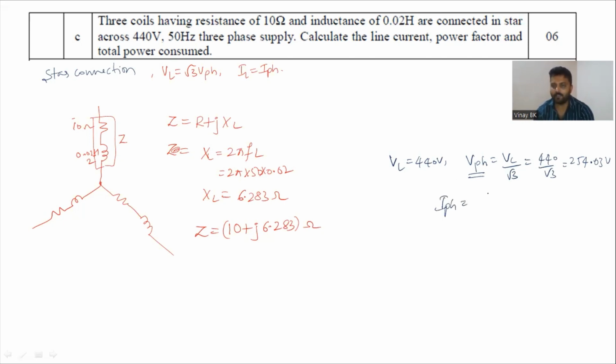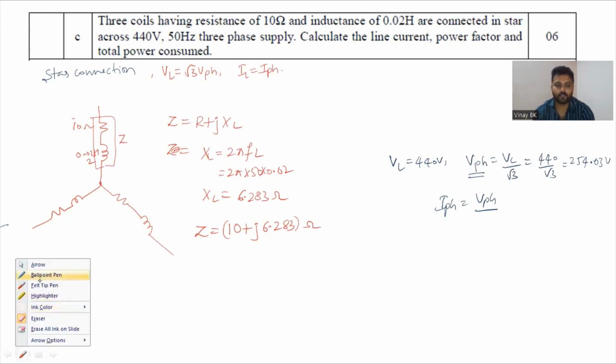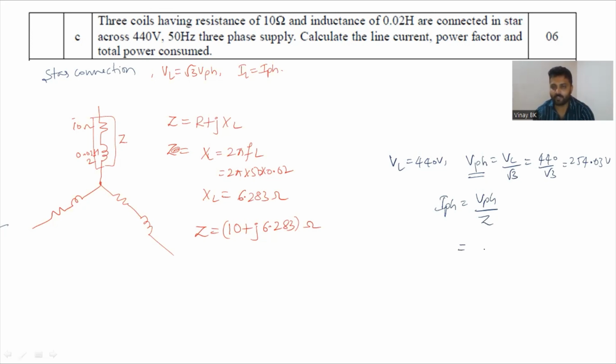Once after getting VPH, next you need to find the value of IPH. IPH is given by VPH divided by modulus of ZPH. See here, they have given both magnitude and direction, so you should write the value of Z, not modulus of Z. So Z is nothing but 10 plus j6.283. So IPH is nothing but VPH, 254.03, divided by Z, that is 10 plus j6.283.